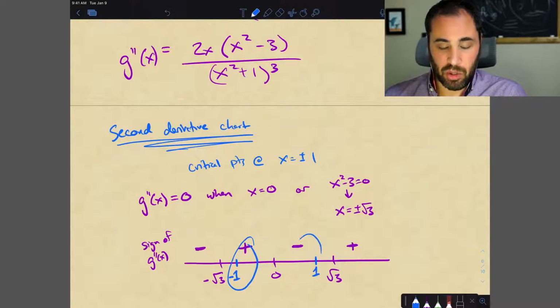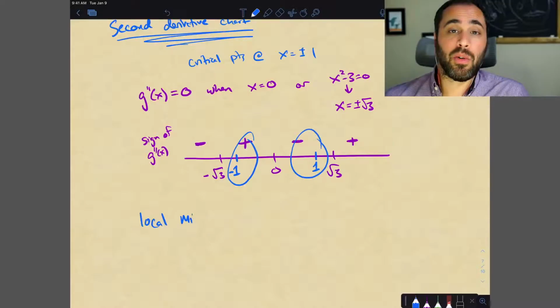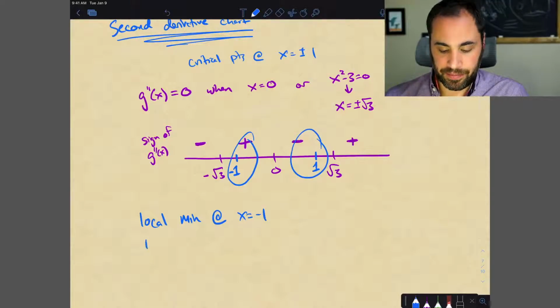We find that there's a local minimum at x equals -1 because the second derivative is positive, and a local max at x equals 1 because the second derivative is negative.